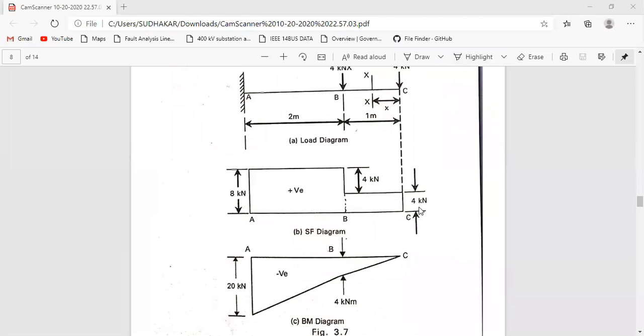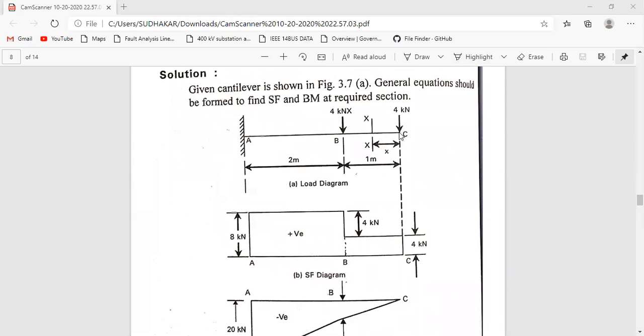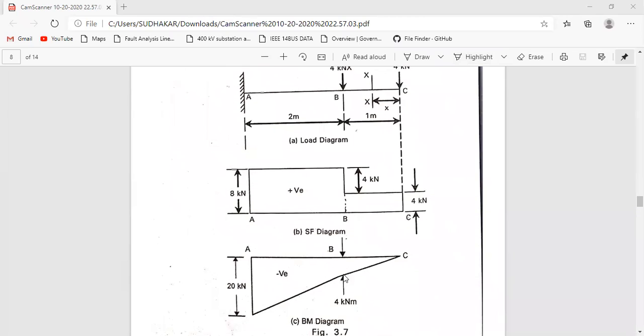Now, how to draw the bending moment diagram. We need to draw a baseline, A, B, C. Before initiating the SFD or BMD, we need to calculate. After drawing the baseline, from here to here 4 kilonewtons, so up to here the inclined line will be there. And from here to here, 8 kilonewtons will be there.